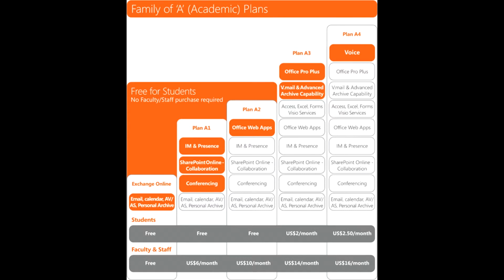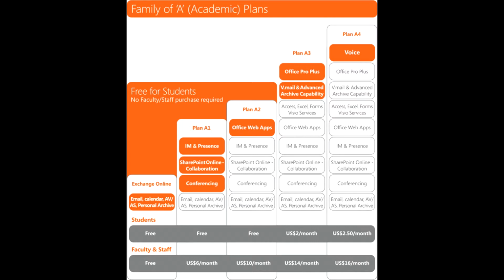Now, if you look at the pricing at the bottom, students are free. And faculty are actually not that expensive, $6 per month. And so what are you getting? You're getting email, you're getting a unified communications platform, and you're also getting SharePoint Online. So that's quite a good plan all by itself.